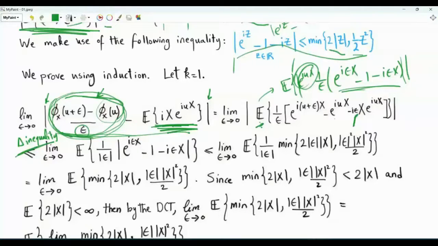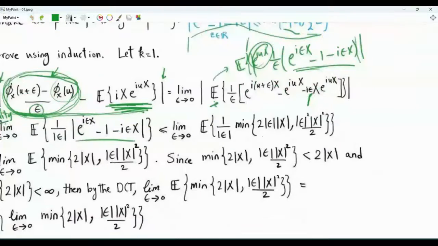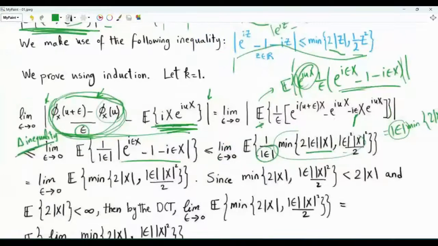Replace z by epsilon times x. And now this magnitude is upper bounded by the minimum of 2 times the magnitude of epsilon times the magnitude of x, and then the other term is 1/2 the magnitude of epsilon squared times the magnitude of x squared. Note that both terms have the magnitude of epsilon, so this minimum is equal to the magnitude of epsilon times the minimum of 2 times the magnitude of x, and then the second term is 1/2 the magnitude of epsilon, the magnitude of x squared. And this magnitude of epsilon is cancelled with this magnitude of epsilon in the denominator. So now our upper bound is the expectation of the minimum of these two terms. Can we take the limit inside? Can we interchange the order of limit and expectation?